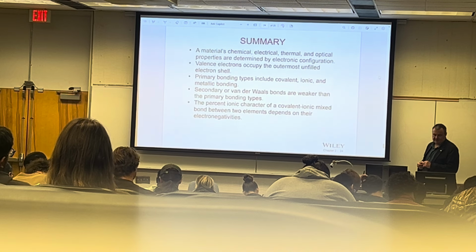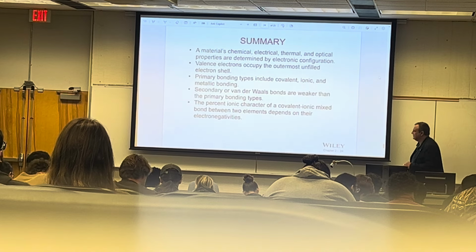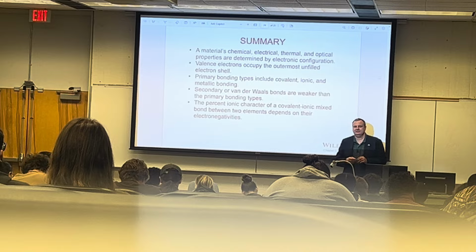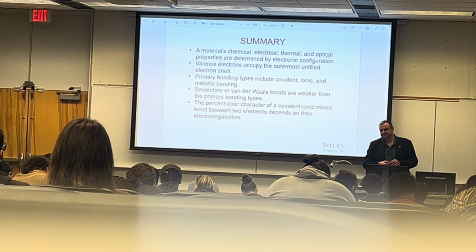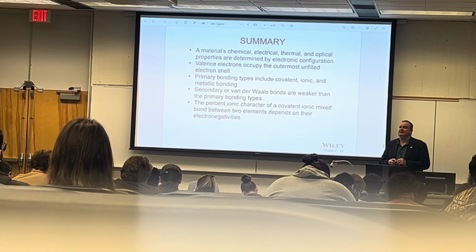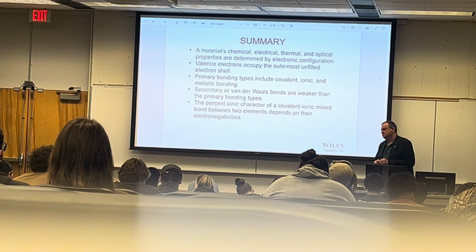The secondary van der Waals bonds are weaker than the primary bonds, and we can calculate the percentage based on the electronegativity of one versus the other.